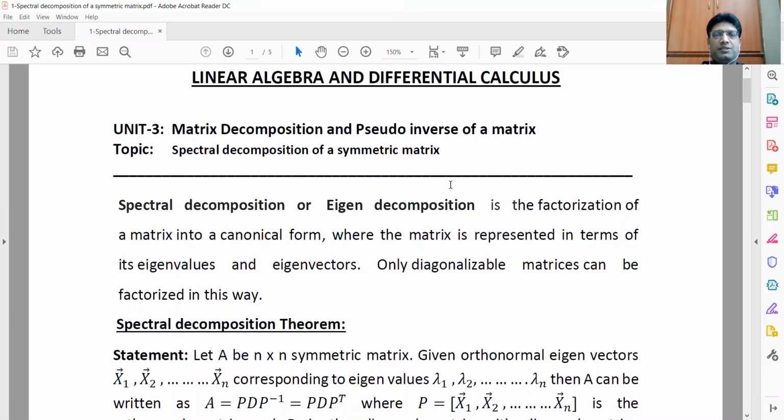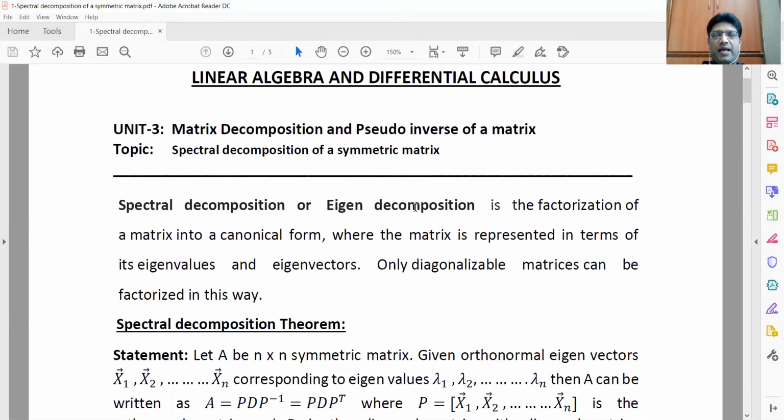A matrix is said to be a symmetric matrix whenever, if you interchange rows as columns or columns as rows, and you get the original matrix, we say that it is a symmetric matrix. Now we are going to see the spectral decomposition of a symmetric matrix. So what is this spectral decomposition?